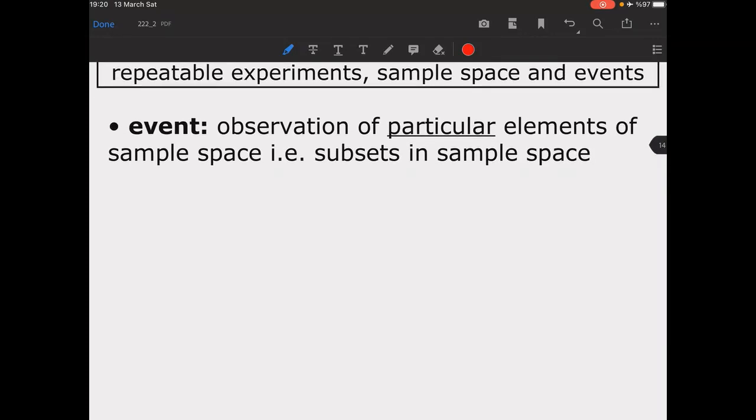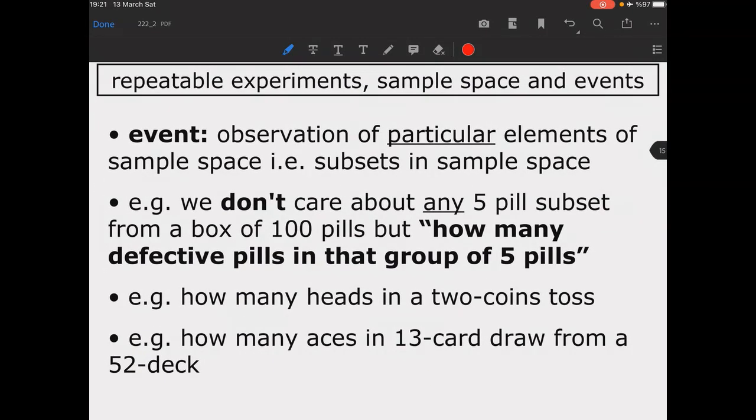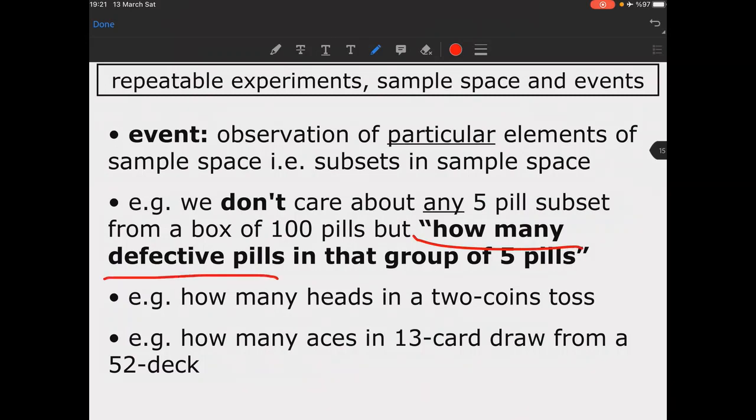Okay, now what is an event? An event is an observation of particular elements of the sample space, such that they can also be called the subsets of that sample space. That's the idea. For example, we don't care about any 5-pill subset from a box of 100 pills, but particularly how many defective pills are in that group of 5 pills. So this is an event.